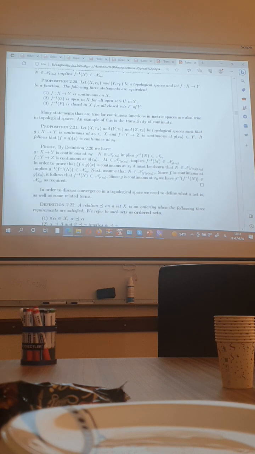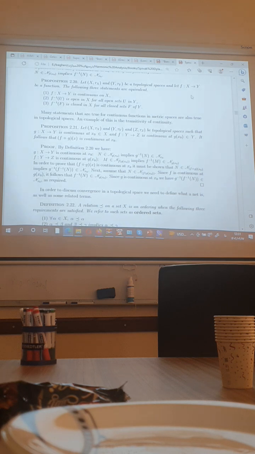And the composition of continuous functions is continuous, okay? Composition. We have three... And in Arabic, what is composition?